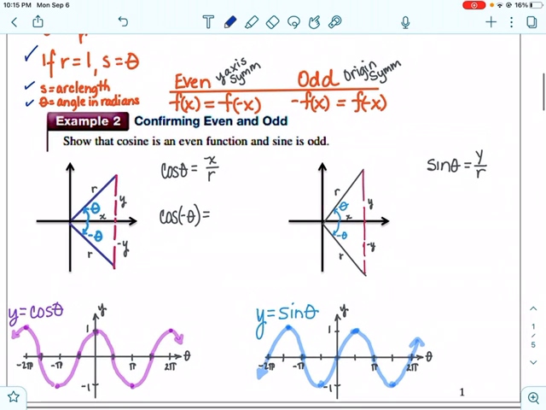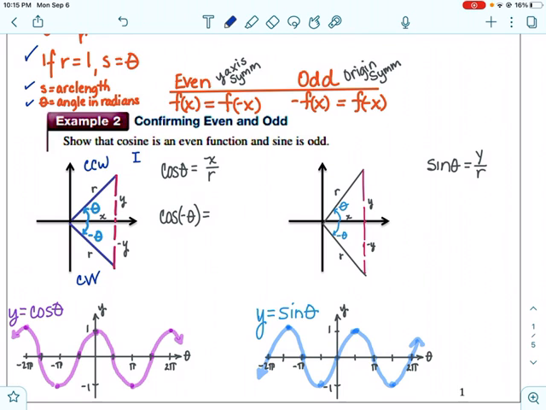In the next example, we want to confirm that cosine is an even function and sine is an odd function. So what we're going to do is use the ratios that I gave you previously, where cosine of the angle theta is x over r. If you look at the situation here, the positive angles go counterclockwise, right? So up here you have a CCW, and down here you have a clockwise angle. But say that they're the same except going in opposite directions.